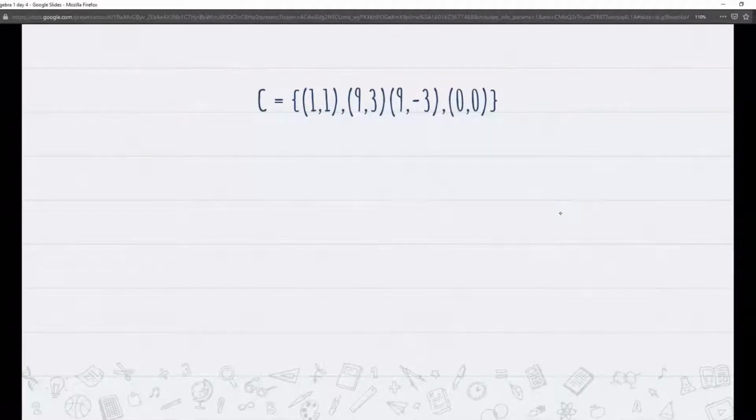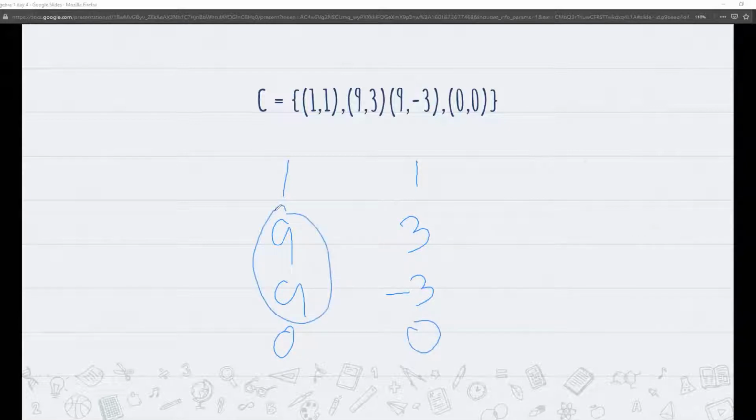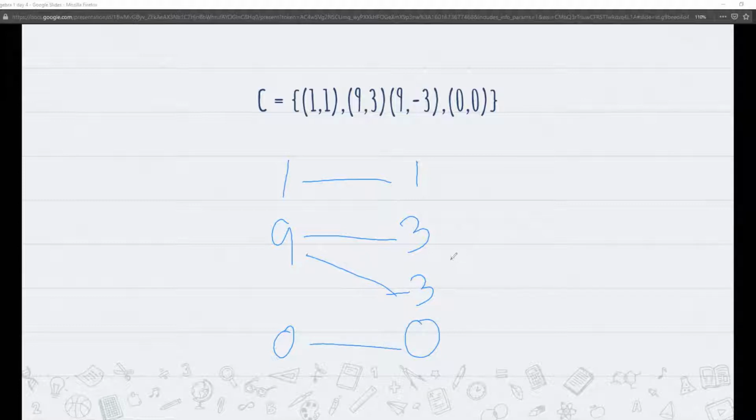For our last example, we would rewrite this the way that we did before. But this time we have two domains that are the same number, our two 9s. Just like before, you don't have to rewrite the second number that is the repeating number. So I'm just going to erase one of the 9s. And now we will connect them. 1 will go to 1, 9 will go to 3, and 9 would go to -3 as well, and 0 would go to 0. This is considered not a function.